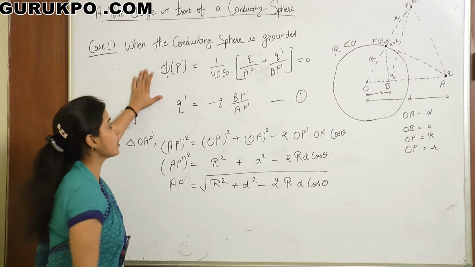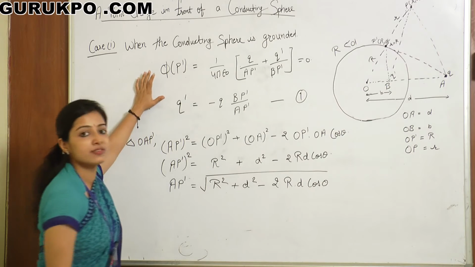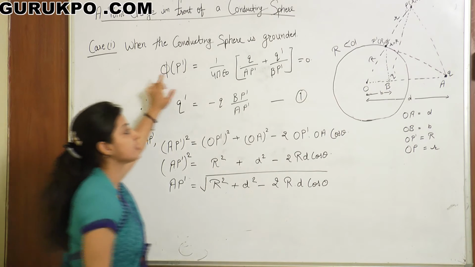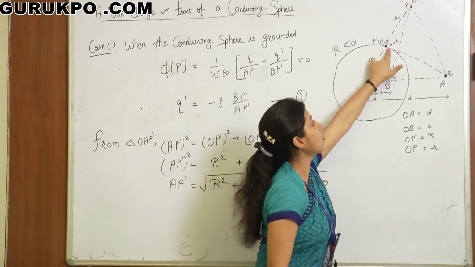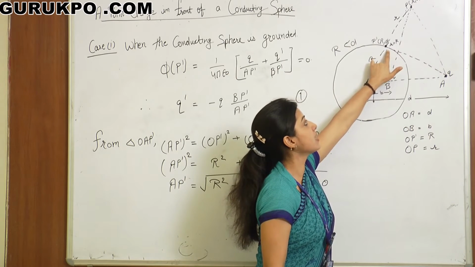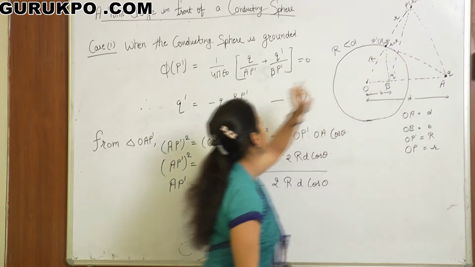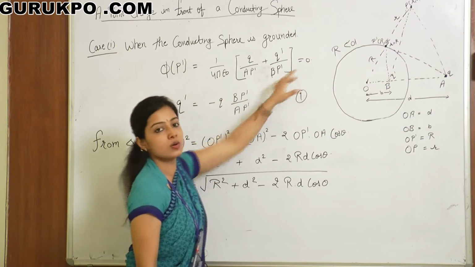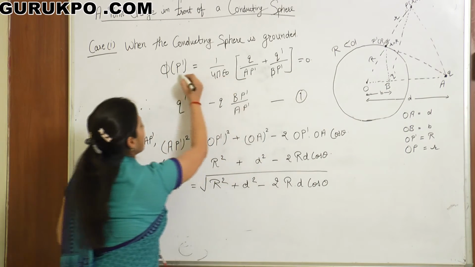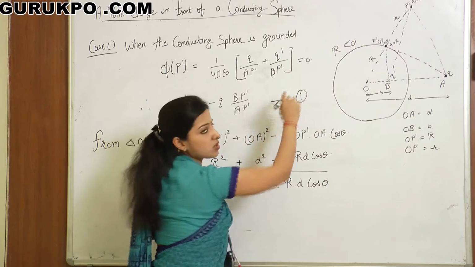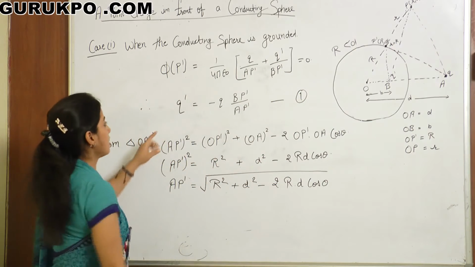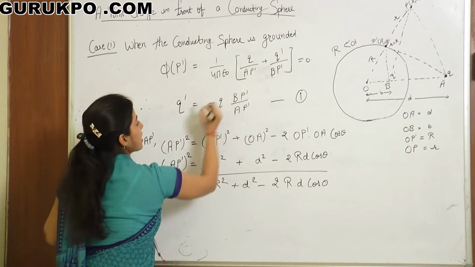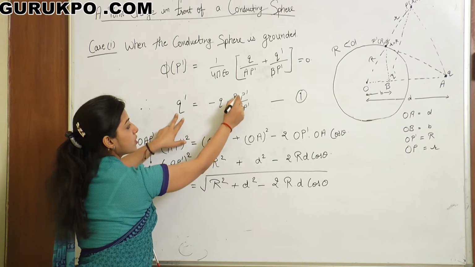According to the first boundary condition, that is when our point is at P dash, that is at r equals R, potential phi P dash will be equal to 0. Therefore phi P dash equals 0 because of the first boundary condition. Now from here Q dash is equal to minus Q times BP dash upon AP dash.